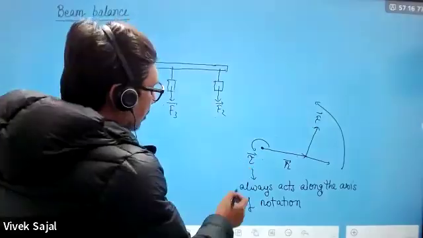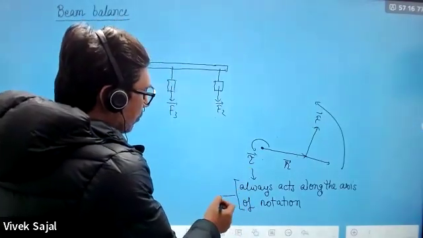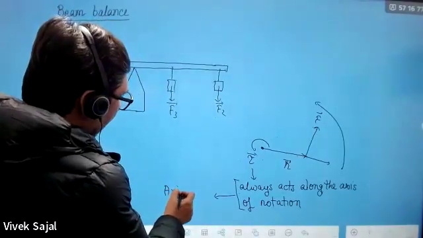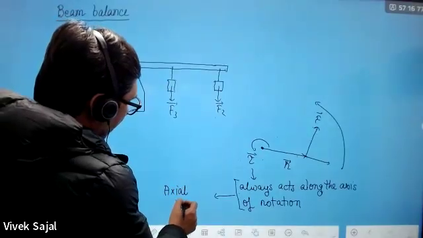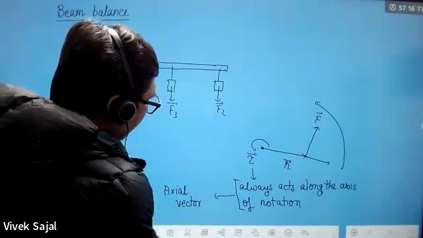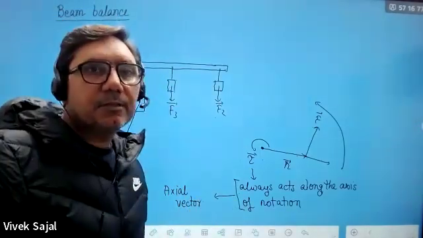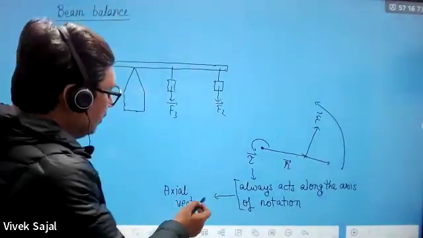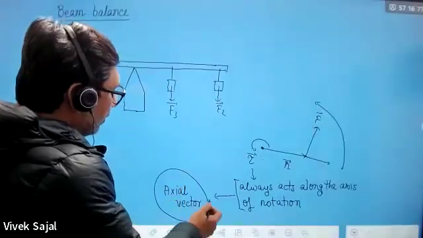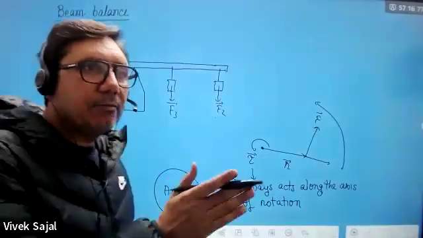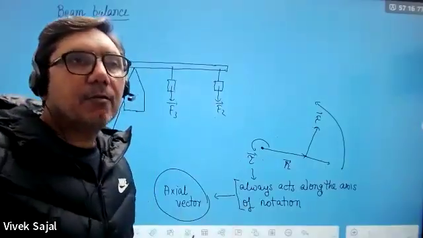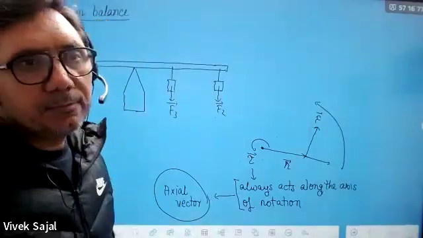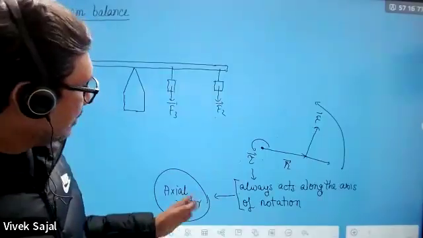That's why this torque is called an axial vector. Due to this reason, it is called an axial vector. Torque is an axial vector. These axial vectors come into the picture when you are dealing with rotational motion. In vectors, you have studied that one type of vector is the axial vector, which always acts along the axis of rotation. One such vector is torque, so torque is an example of an axial vector.